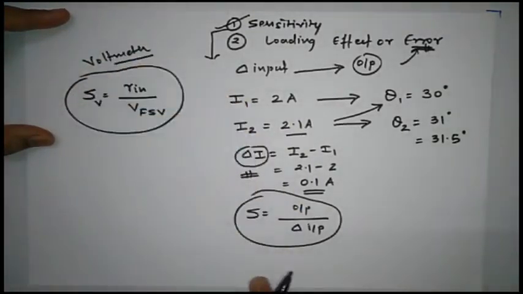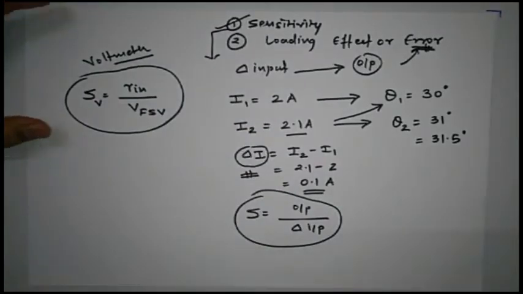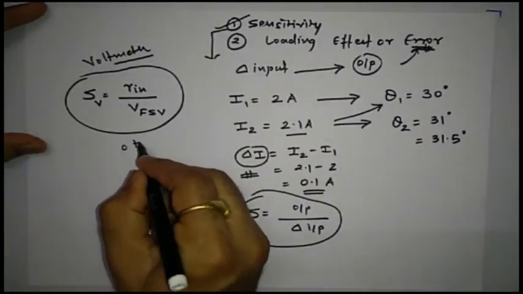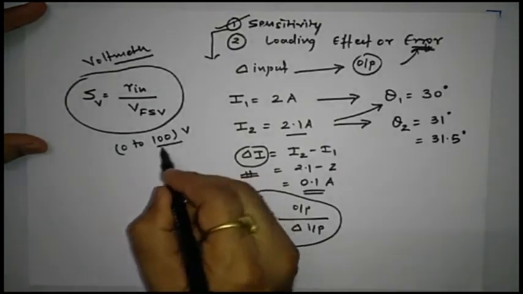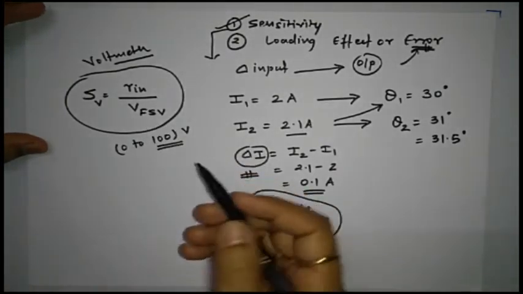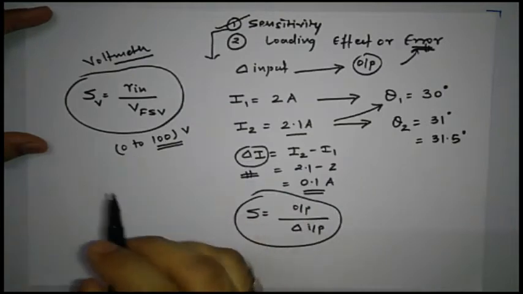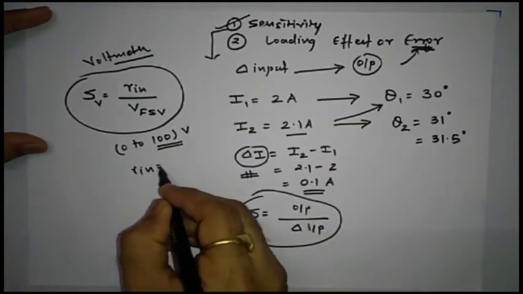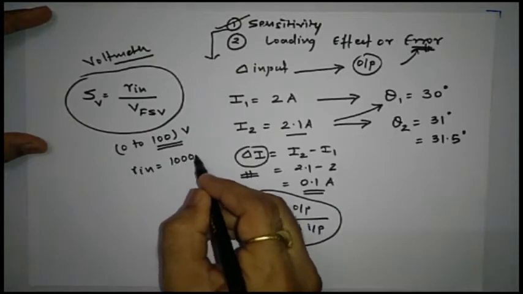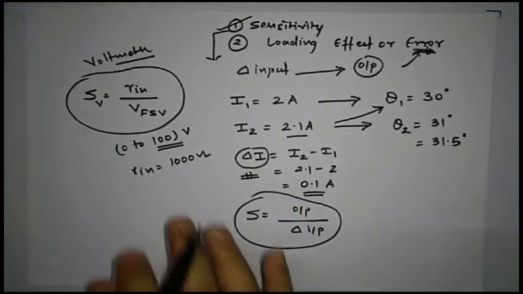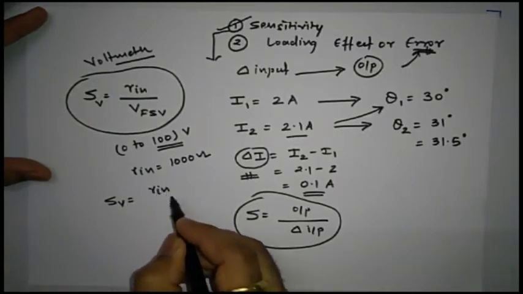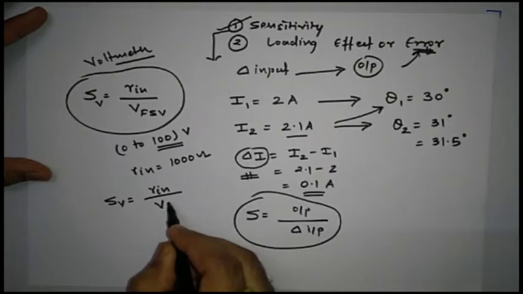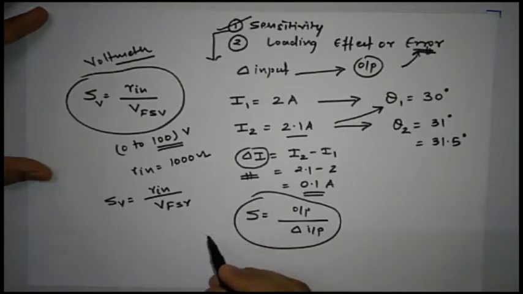Now what is the meaning of this? For example, let us consider that we are having a voltmeter of range say 0 to 100 volt. So in this case, this 100 indicates the full scale value or full scale deflection of that voltmeter, and let us consider that the internal resistance of that voltmeter is say 1000 ohm. So in this case, the sensitivity of this voltmeter is given by the ratio of internal resistance of voltmeter divided by its corresponding full scale value, or you can say full scale deflection.